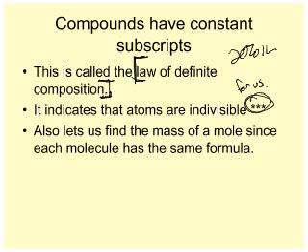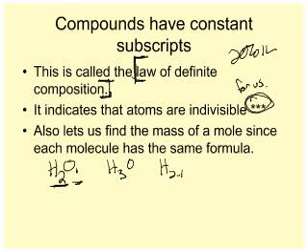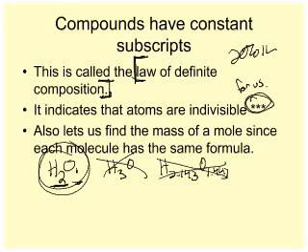This law of definite composition also lets us find the mass of a mole, since each molecule has the same formula. Imagine if water has H's and O's in it. When we go to the periodic table, we count on there being exactly 2 H's and exactly 1 O. What if there's some water that's H3O, and some water that's H2.143O, 1.447? No, that messes it up. It has to be exactly whole numbers and exactly the same all of the time. So you need to know that there's a law of definite composition, which means the subscripts are constant.